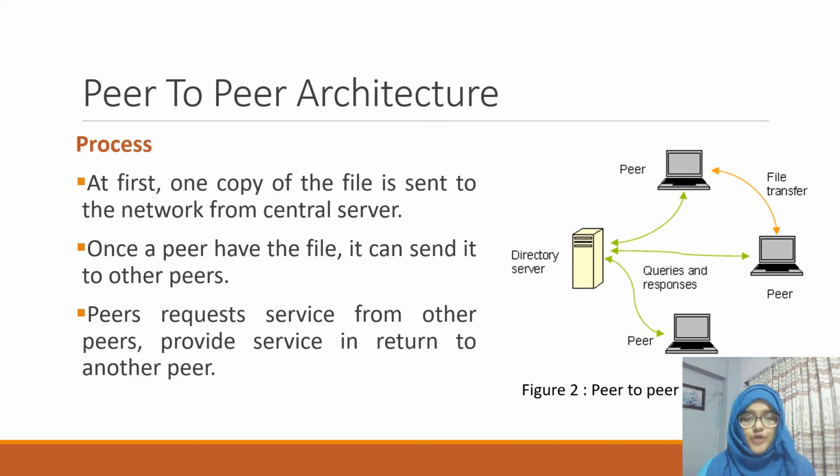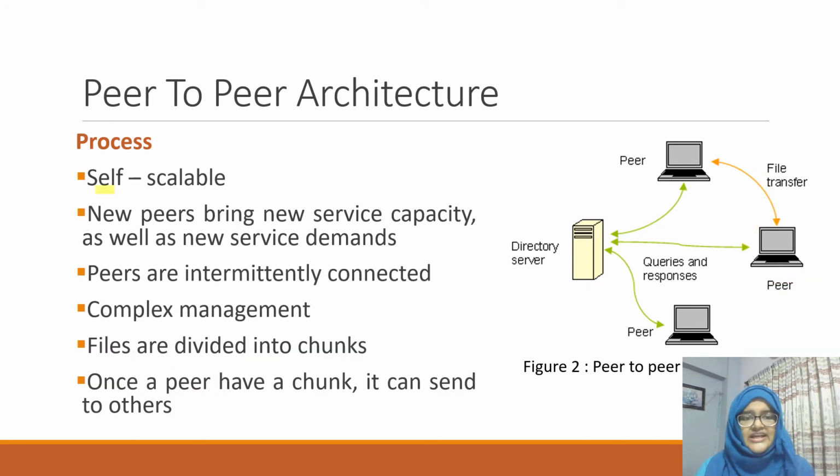Now I will discuss the process of peer-to-peer architecture communication. At first, one file is sent from the server to the network. Here, each file is divided into several chunks. Once a peer has the file, it can send it to other peers. Peers request a service from other peers and provide service in return to other peers. This scheme is self-scalable, which means new peers can bring new service capacity as well as new service demands.